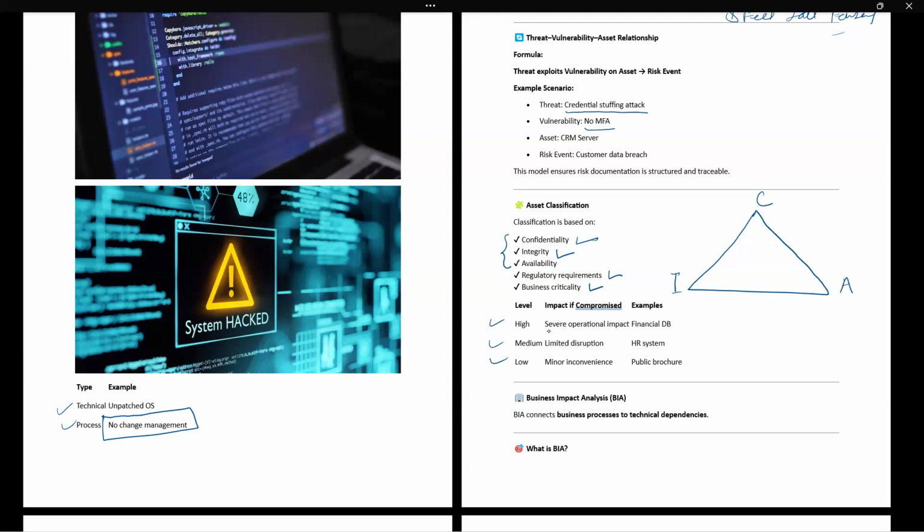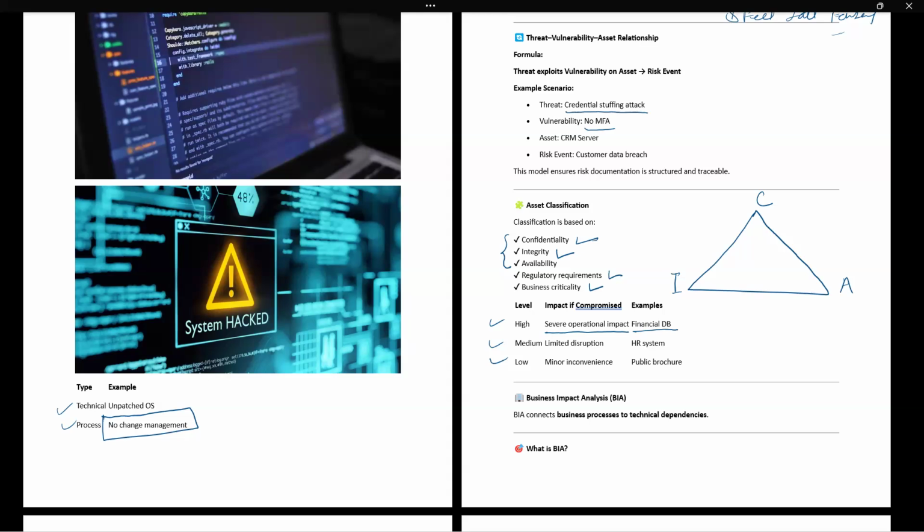High means severe operational impact. If somebody is able to breach high classified data, there would be a severe operational impact. Maybe your systems would be down, your users won't be able to access the system. If you take the example of the Amazon retail business, if you are not able to make your order, that's a big impact on their systems. And the examples could be a financial database. If you are a banking system, if you are not able to access your financial database, that's going to be a big problem.